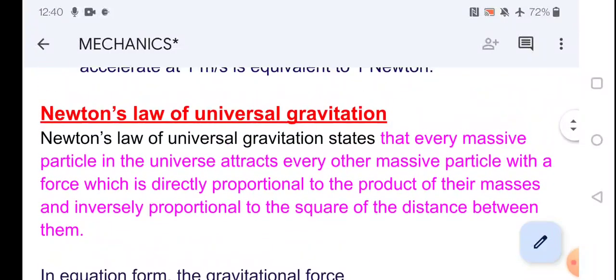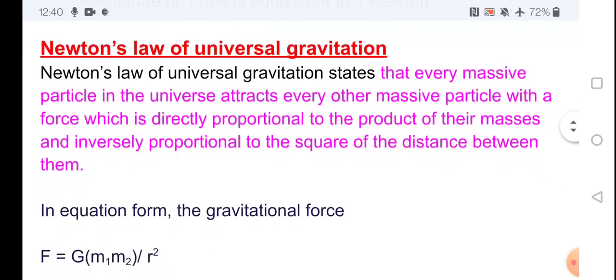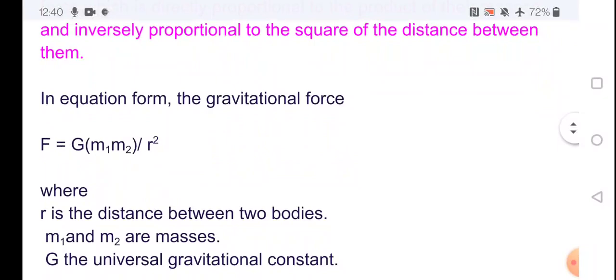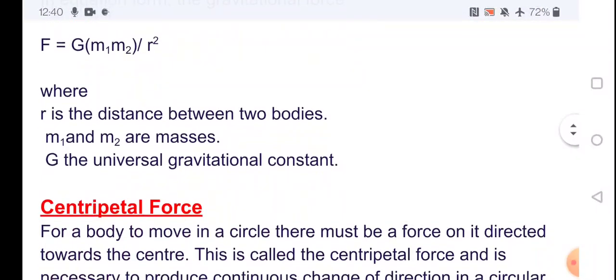That is, Newton's law of gravitation says that every massive particle in the universe attracts other massive particles with a force that is directly proportional to the product of the masses and inversely proportional to the square of the distance between them. In equation form, F is equal to G m1 into m2 divided by r square.